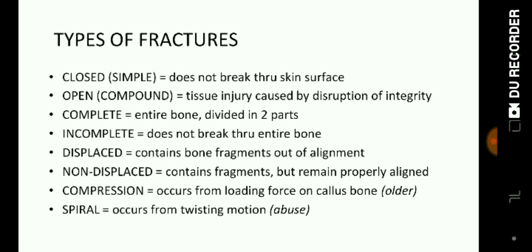A complete fracture involves the entire bone, and it's divided into two separated parts. An incomplete fracture does not break through the entire bone, and it might just be cracked or fragmented. A displaced fracture contains bone fragments out of alignment. Non-displaced contains the fragments, but they're still properly aligned. A compression fracture occurs from a loading force on a callous bone, and that happens mostly with older clients. And then there's the spiral fracture, which occurs from a twisting motion, and that's usually indicative of abuse in most clients.